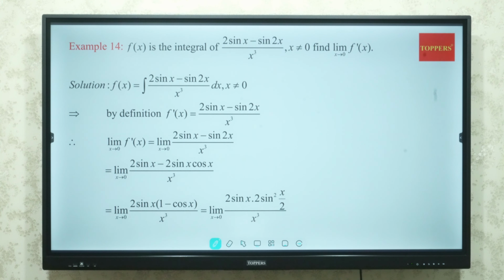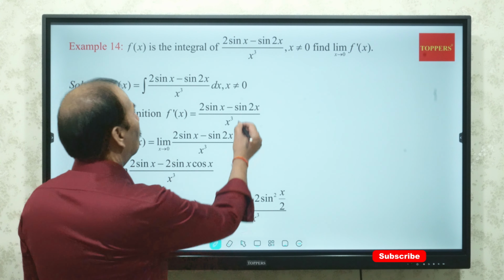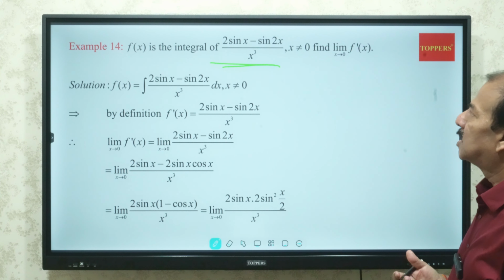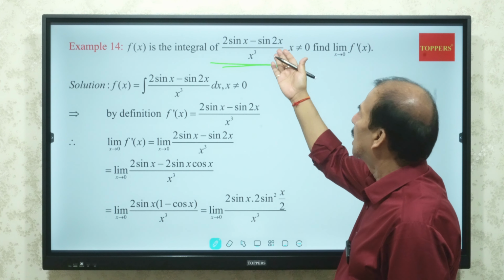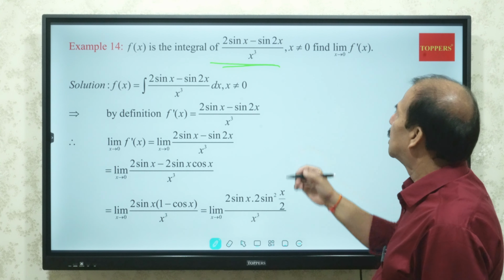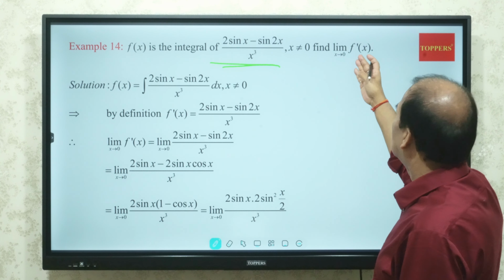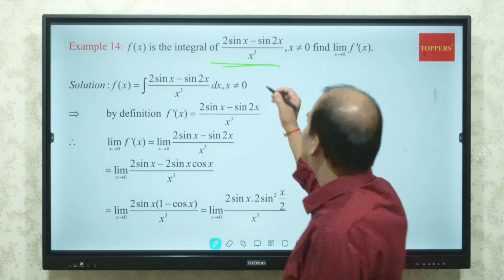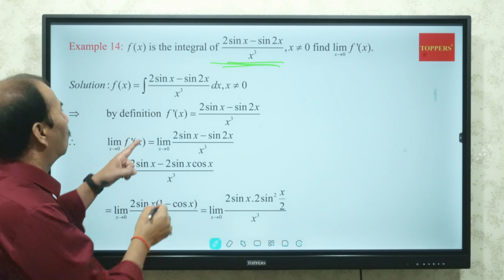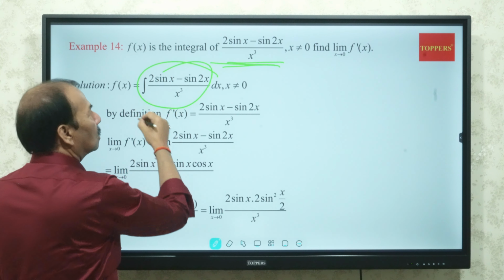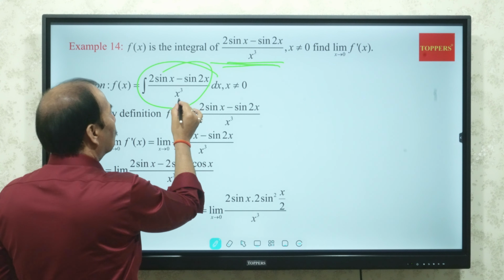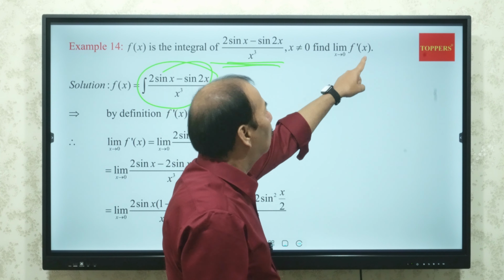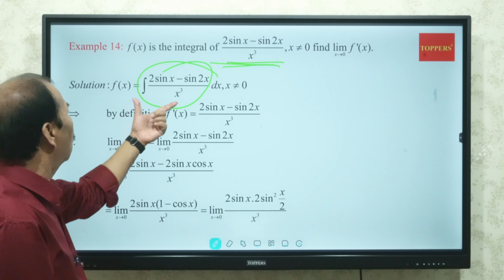So here in this question you can see we have to calculate the following. f(x) is the integral of (2 sin x minus sin 2x) upon x cubed, and x is not equal to 0. So find the limiting value of f dash x when x tends to 0. So f of x is integration of this entire function, that is (2 sin x minus sin 2x) upon x cube dx, and we have to find the limiting value of f dash x when x tends to 0. So this is your f of x.